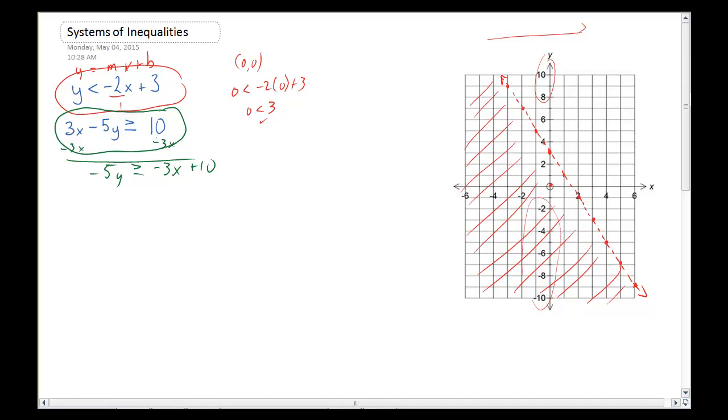And it was a positive 10. Don't switch up the signs. If you change the order, that's fine, but you've got to keep the minus with the 3x, and the 10 is positive, so it's got to stay plus. It's got to stay positive.